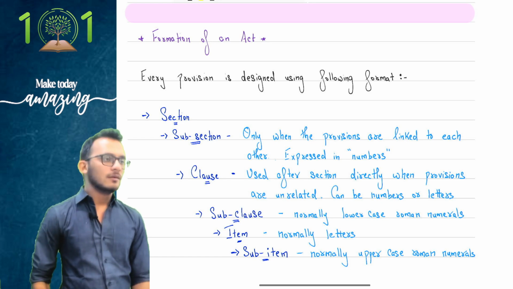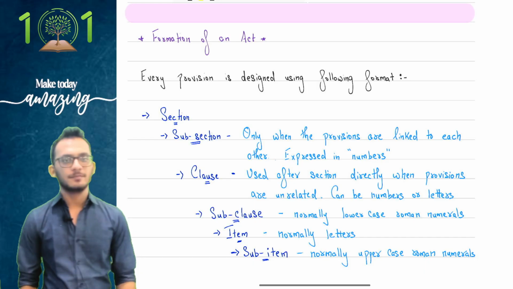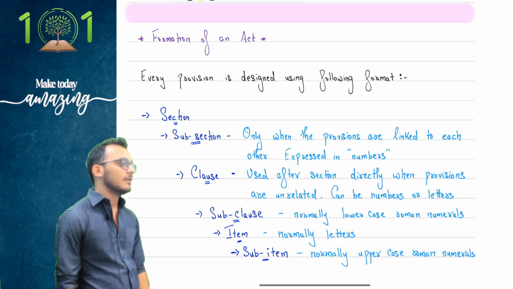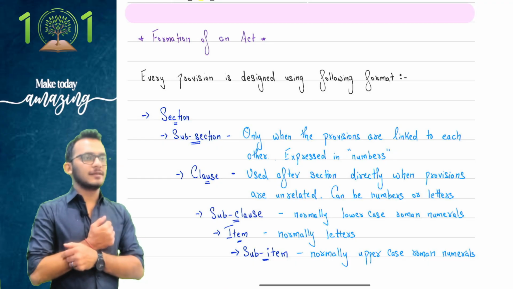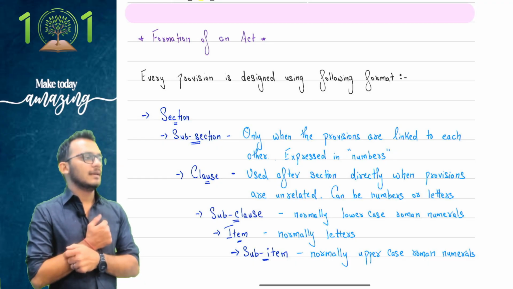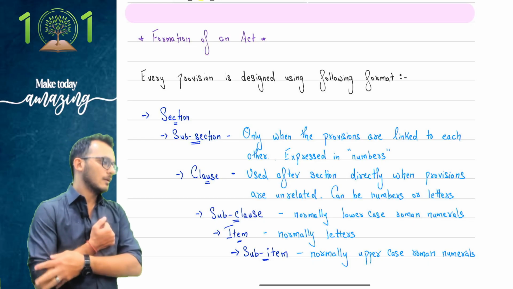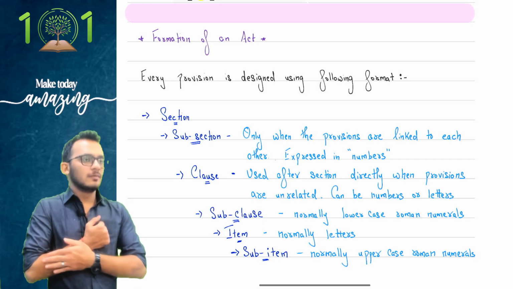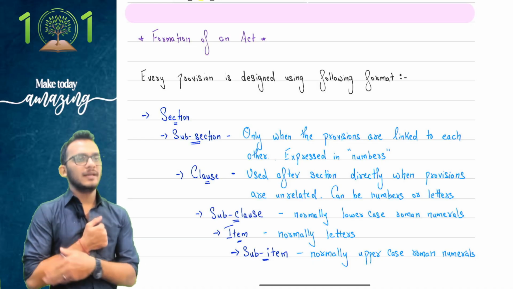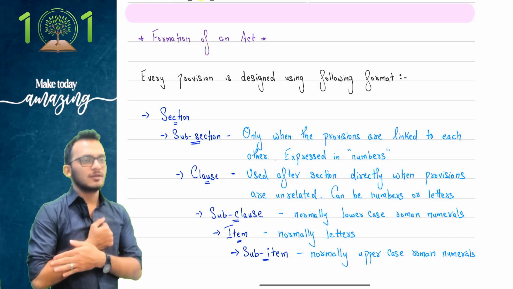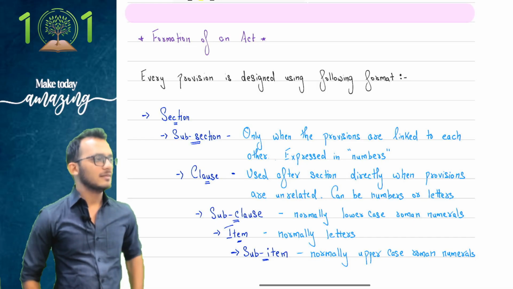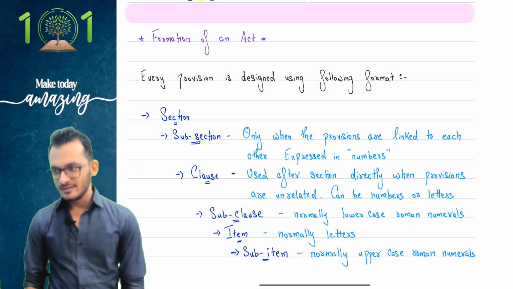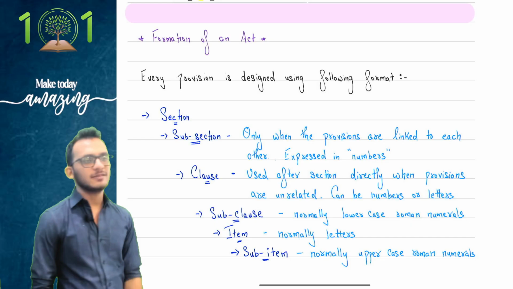Going forward, the heading is called subclause, normally expressed in lowercase Roman numerals. What are Roman numerals? The I, the two I's, the three I's. So, lowercase Roman numerals. Done? Yes.